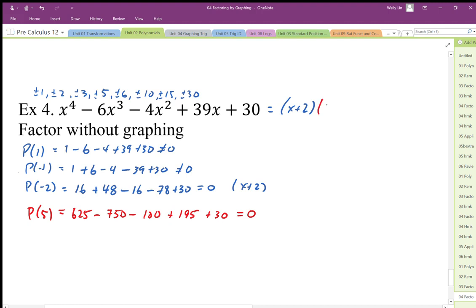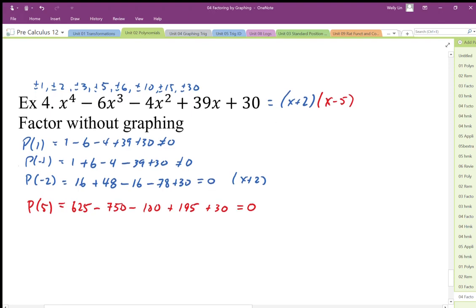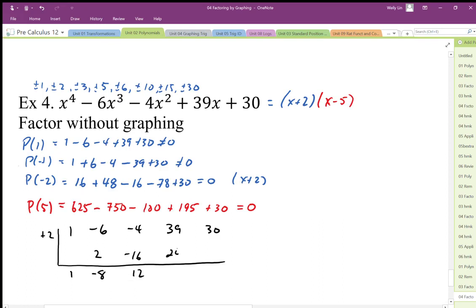So I have my second factor, x minus 5. At this point, I can break down this remaining polynomial. So I'm going to have my division: 1, make sure I have all the powers, negative 6, negative 4, 39, 30. I'm going to use that plus 2. So I'm going to have 15. Okay, so I get a remainder of 0 here.